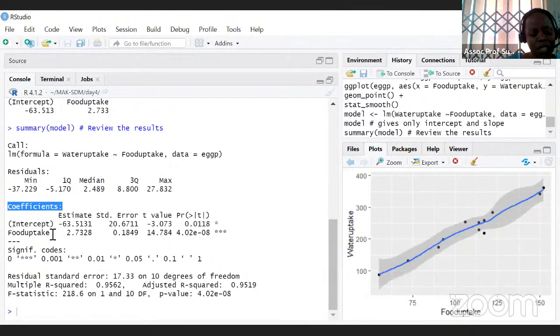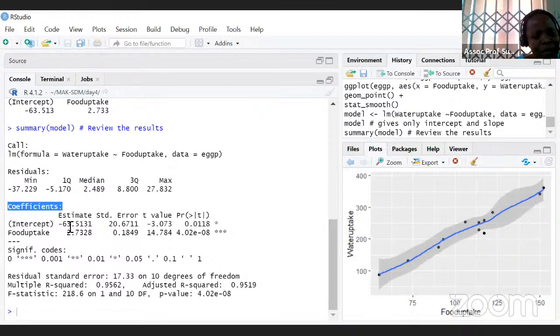And what does it mean? For the intercept, that is the value of water uptake when there is no food uptake, when food uptake is equal to 0. That means when the bird does not take in any food. But the negative sign in this case, we need to read about the biology. What does it mean when you have a negative intercept?